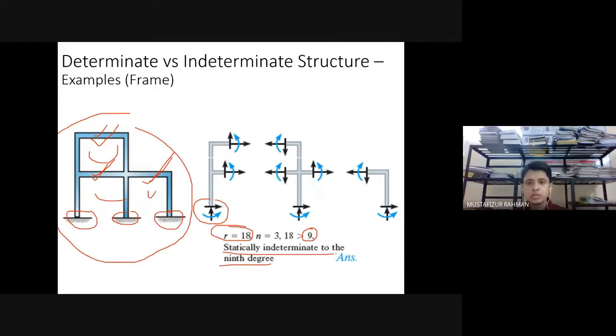Most of the structures that we are using are statically indeterminate. Obviously, the statically determinate condition is required for minimum stability. A structure will be stable if it satisfies the conditions of a statically determinate structure. If it is more than that, then we have some factor of safety in the stability. I'll explain again.